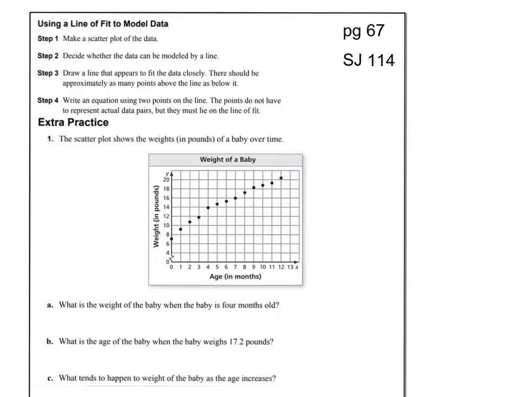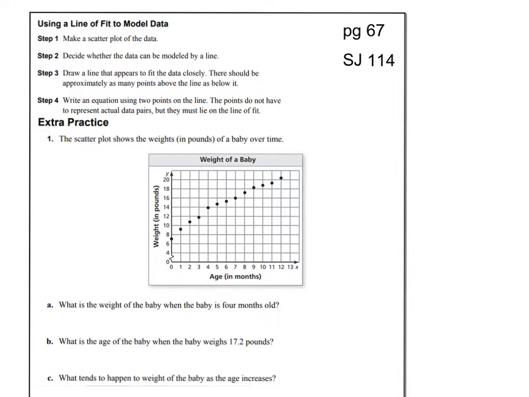The first thing you should do when you're trying to find a line of best fit is to make a scatter plot of the data if one has not been provided. Determine whether the data can be modeled by a line. Determine if the data has a linear relationship. That's another way to say that. Draw a line that appears to fit the data closely. Each of us could draw a line a little differently. Just depends on what you feel would fit the data closely.